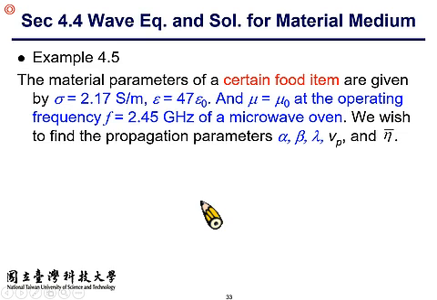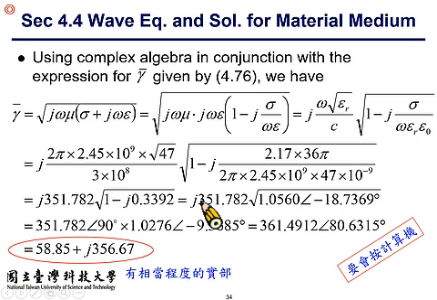And the frequency is 2.45 gigahertz, which is the frequency for most microwave ovens. So we wish to find out propagation parameters such as alpha, beta, lambda, VP, and eta. So we simply substitute the three numbers into equations to find the associated attenuation constant, phase constant, propagation constant, velocity, and etc.